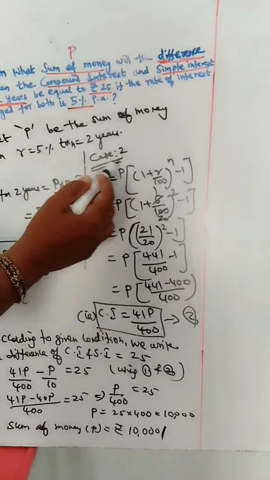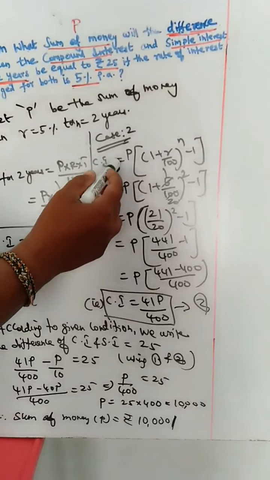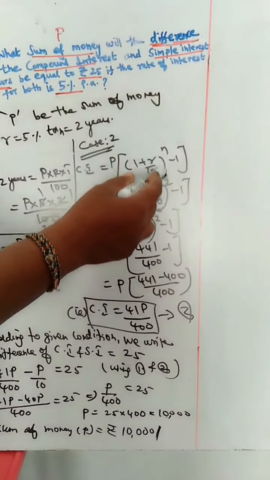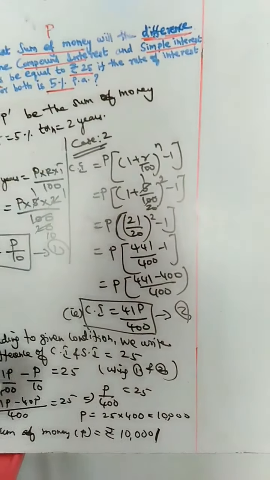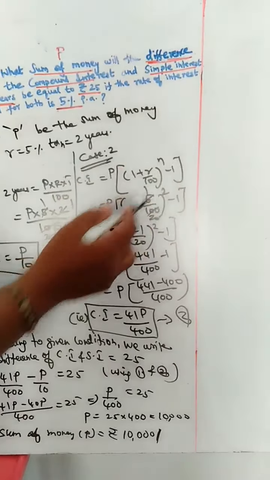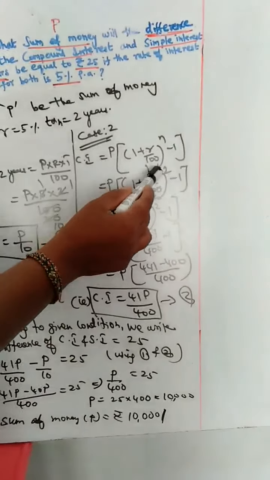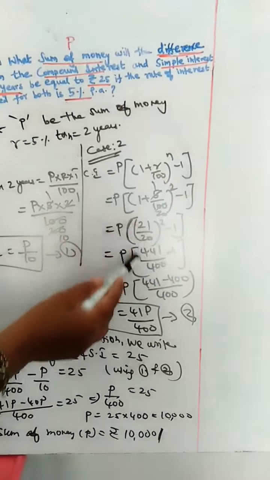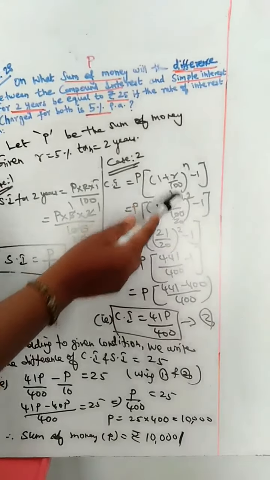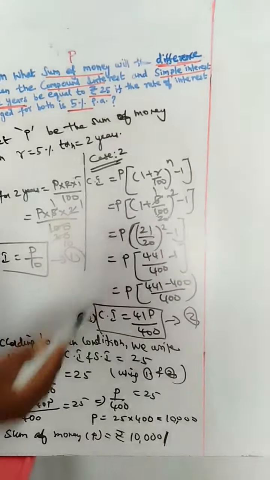Then case 2, that is the compound interest formula we are using, which is equal to P into (1 plus R by 100) whole power N, minus 1, if you take P common outside. Then substitute the value of R as 5 and N as 2. So if you cancel this by 5 table, this is 1 time, this is 20. Then take LCM, 20 into 1 is 20, 20 plus 1 is 21 by 20, the whole square, minus 1.